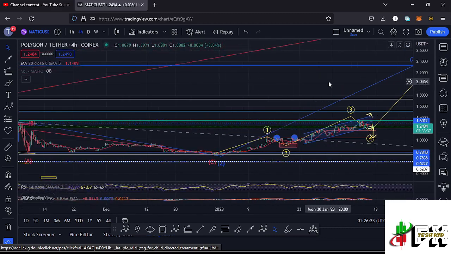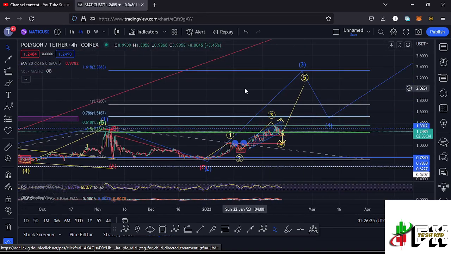So that is what I'm expecting on the short-term scenarios and also on the long-term scenarios, and let's be patient and see how that plays out, and I'll be keeping you updated.